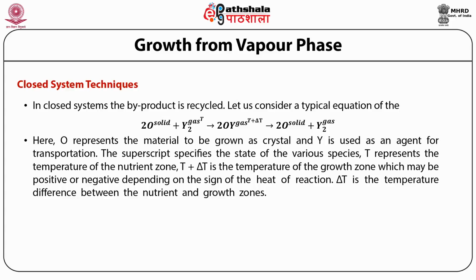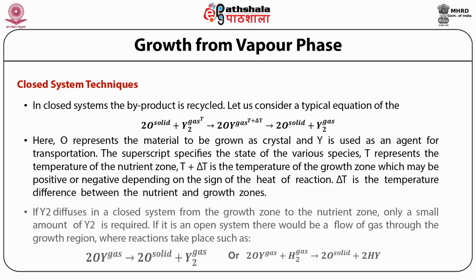If Y2 diffuses in a closed system from the growth zone to the nutrient zone, only a small amount of Y2 is required. If it is an open system, there would be a flow of gas through the growth region where reactions take place, such as 2OY gas leads to 2O solid plus Y2 in the form of gas, or 2OY gas plus H2 gas leads to 2O solid plus 2HY.